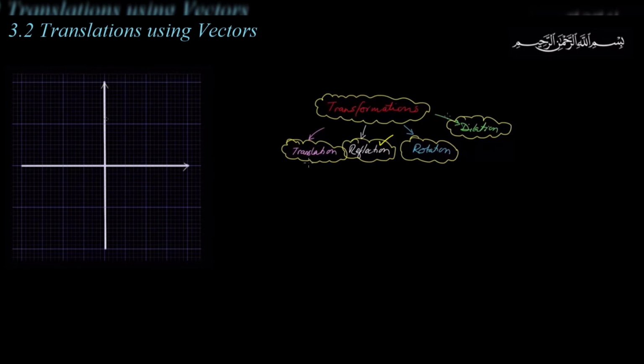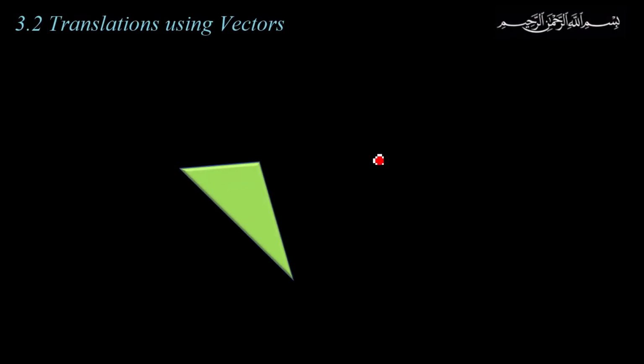Today, inshallah, we shall talk about translations, and these are also known as slides or glides. So translations are a type of transformation, and they have some synonyms. They're also known as slide or glide, or sliding an object or gliding an object. So it goes by several names. So our objective today is to appreciate translations. Appreciate, that is, a little bit more.